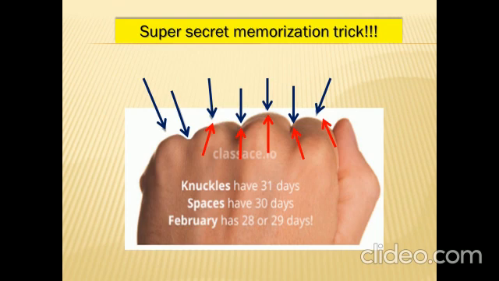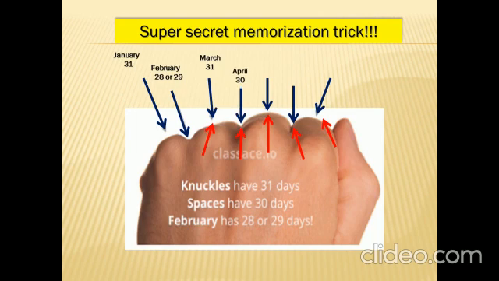Remember, pointed part is called a knuckle. You can see there is a space between two knuckles also. Right, let's take January. January has 31 days. February 28 or 29 days. March 31 days. April 30 days.